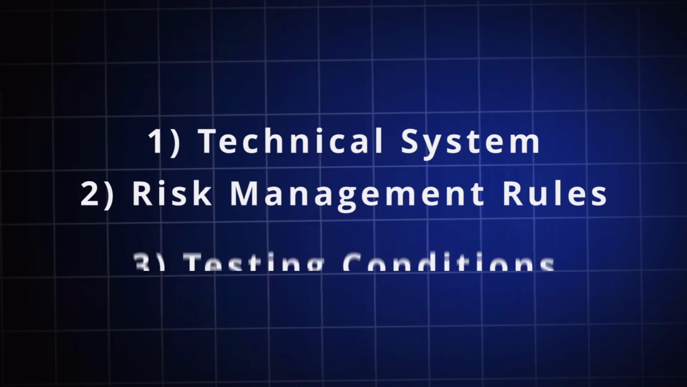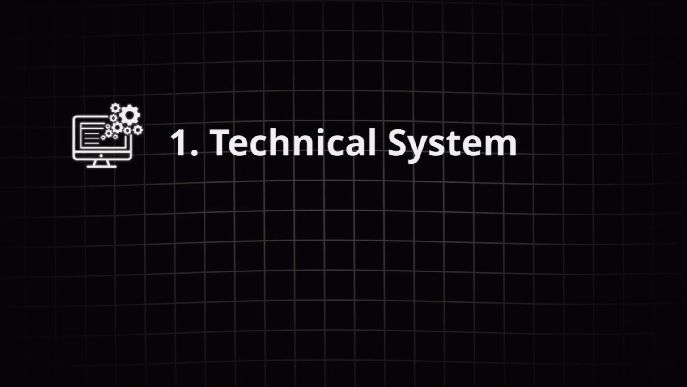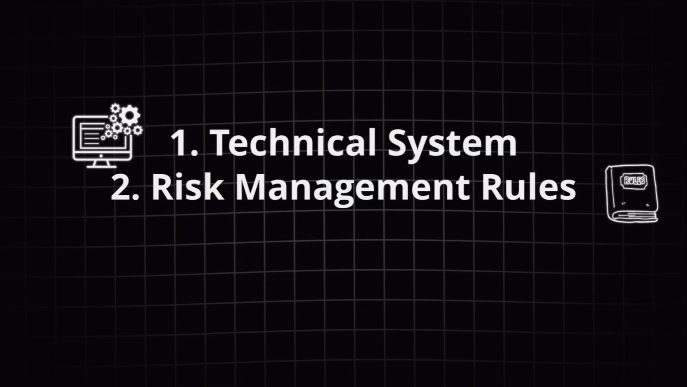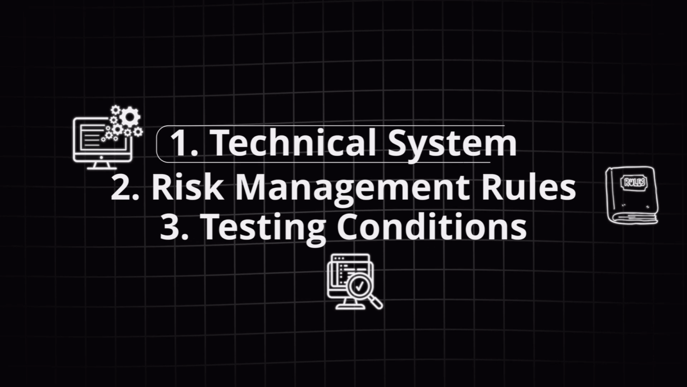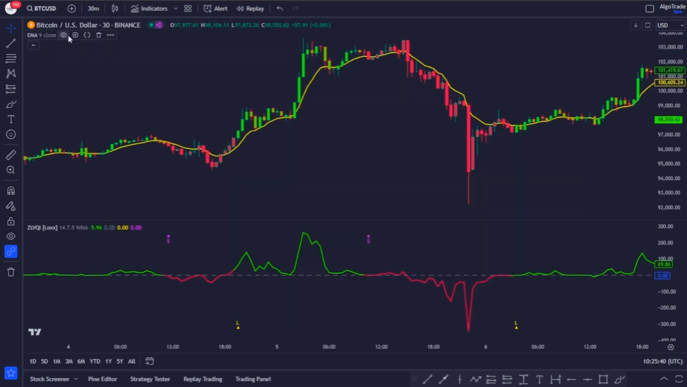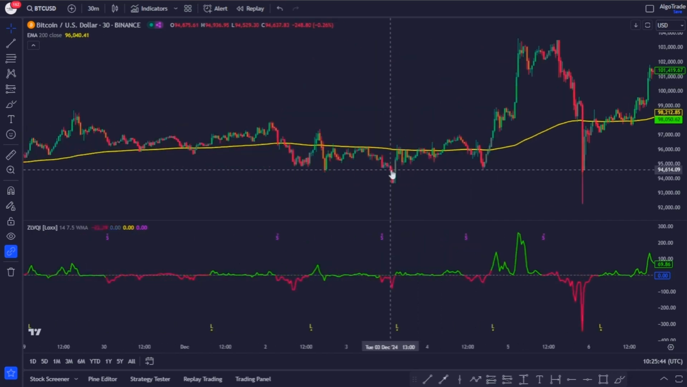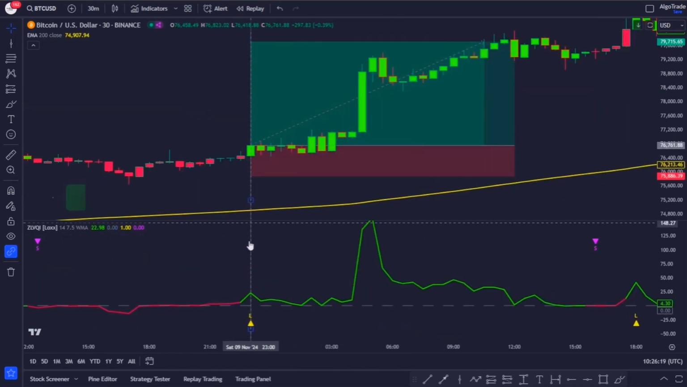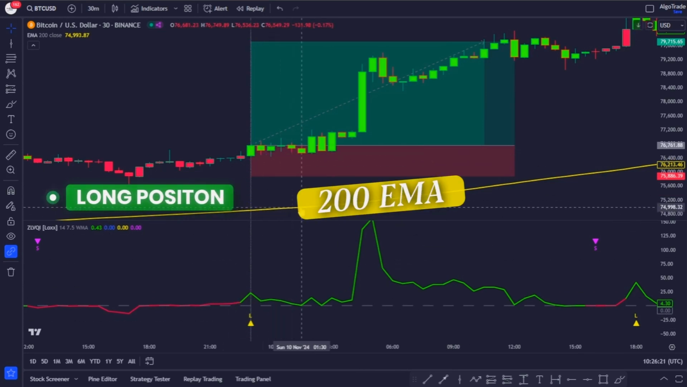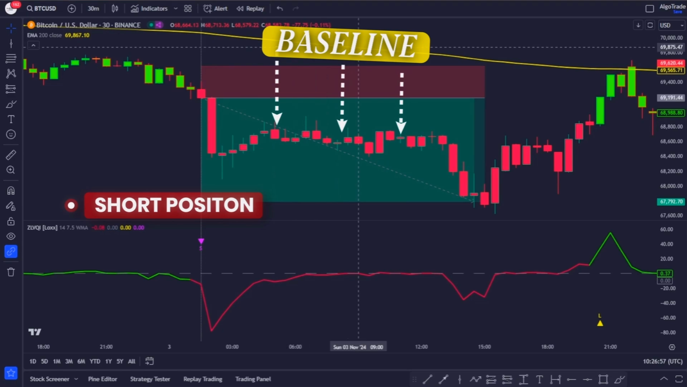For our testing, I will follow the same approach as usual. I will define our technical system, risk management rules, and testing conditions. The technical system will include using the ZL indicator in addition with a 200 period exponential moving average to filter out some fake signals. Here you have an example of a long position where the price is above the 200 EMA, and here you have a short trade example where the price is below the baseline.